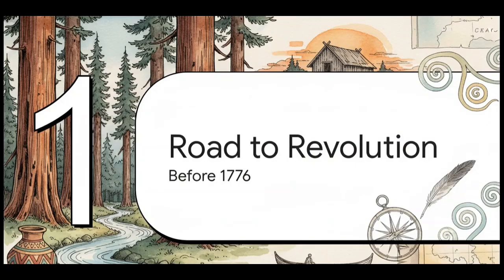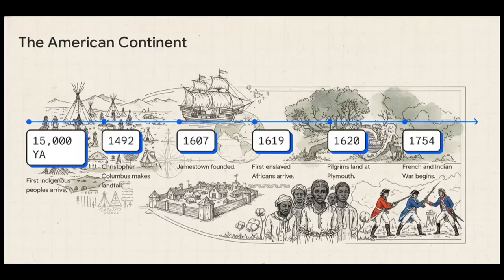All right, Section 1, the road to revelation. To really ground ourselves, we have to start 15,000 years ago, when the first indigenous peoples arrived, eventually building these vast, highly sophisticated societies across the continent. Fast forward a bit to 1492. Christopher Columbus makes landfall, kicking off intense European colonization. By 1607, the English established Jamestown.